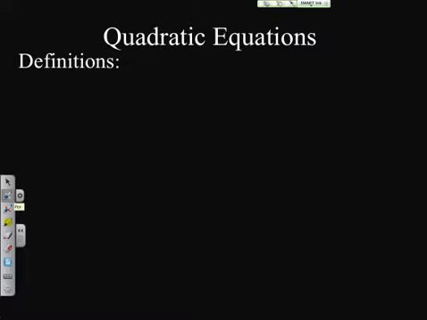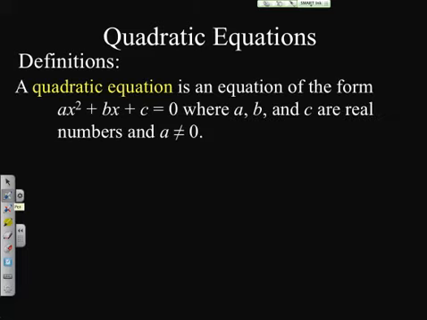The section we're doing today is section 1.3, and we begin talking about quadratic equations. The definition of a quadratic equation is that it is an equation that has the form of ax squared plus bx plus c equals 0. A, b, and c have to be real numbers, and a cannot be 0.